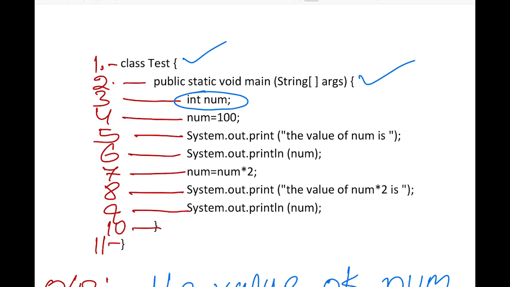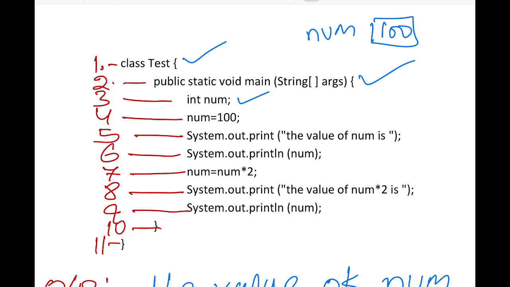The next line is line number 4, num = 100. This assigns num the value 100. So num equal to 100 means we are placing 100 in num. In this way you can see we have a variable num and its value is 100.